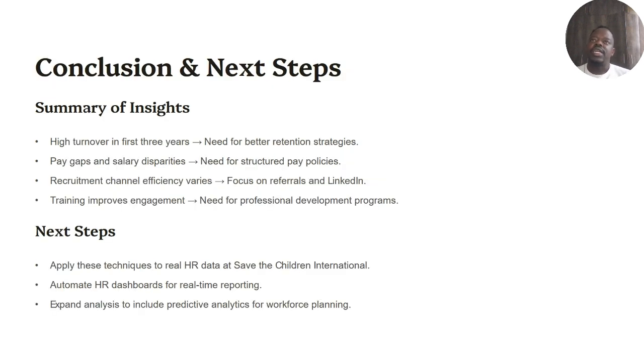So, in conclusion, the summary of the insights is, one, higher turnover in the first 3 years. We need better retention strategies. That is clear. Number two, pay gaps and salary disparities. We need a structured pay policy to ensure that we sort this out. Three, recruitment channel efficiency varies. So we need to focus on where most of our staff who are able to stay longer come from. This is referrals and LinkedIn. Four, training improves engagement. So we need to invest in our staff professionally through development programs.